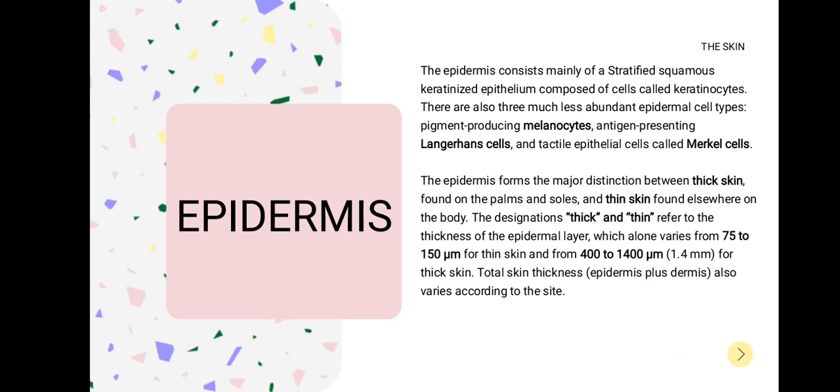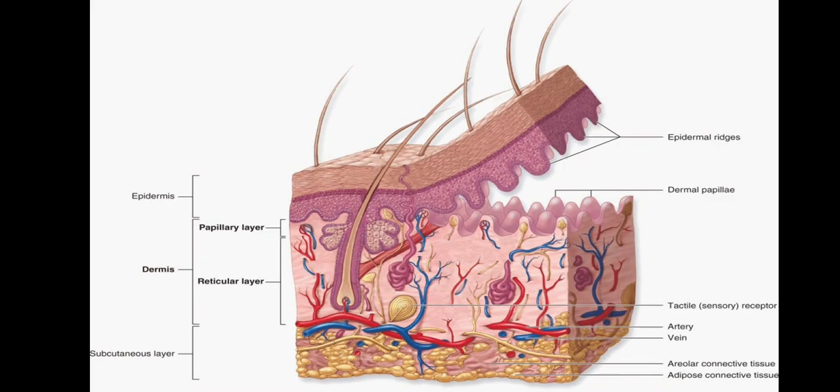The total skin thickness, or the epidermis plus dermis, the combination of the two, also varies according to the site. So, like all epithelia, the stratified squamous epidermis also has this distinction between thick and thin skin.